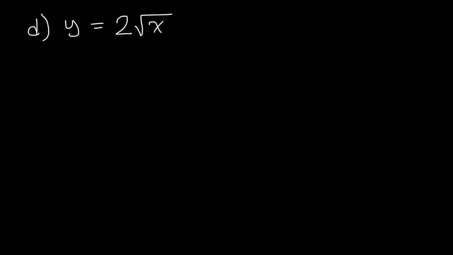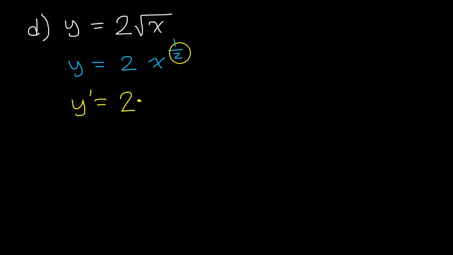Part D, y equals 2 radical x. First, let's do a little bit of rewriting. The square root of x is the same thing as x to the 1/2 power. So now we can go ahead and find the derivative. First, the constant, we're just going to leave that alone in the front.